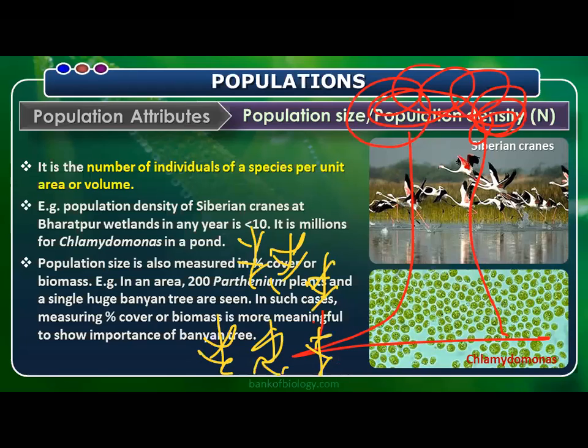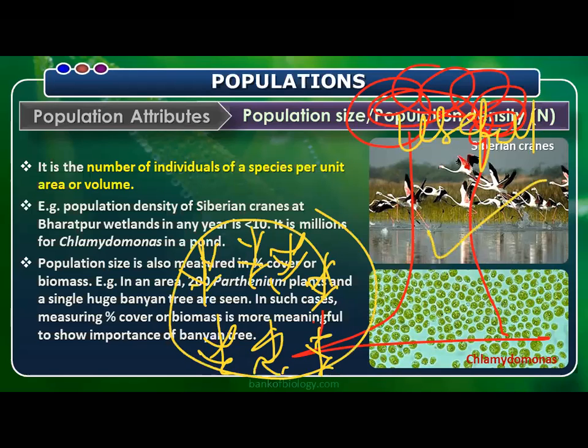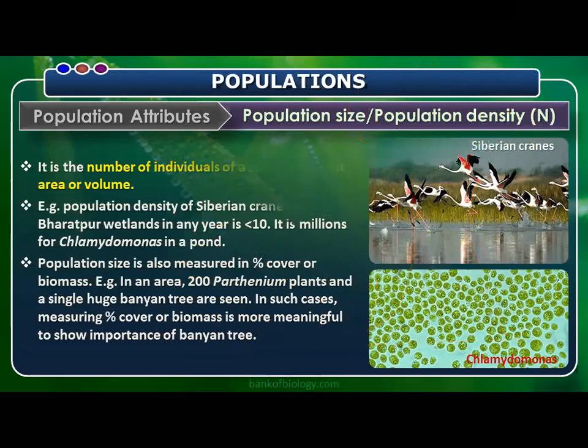Okay, what can we say, whose density is more, Parthenium or banyan tree? According to general knowledge, we say Parthenium is more, but they are saying you should not say like that because this is a useful plant. That's why the density of banyan tree is more than Parthenium. This is the meaning. In this case, measuring percent cover or biomass is more meaningful to show the importance of banyan tree. That is the meaning of that line.